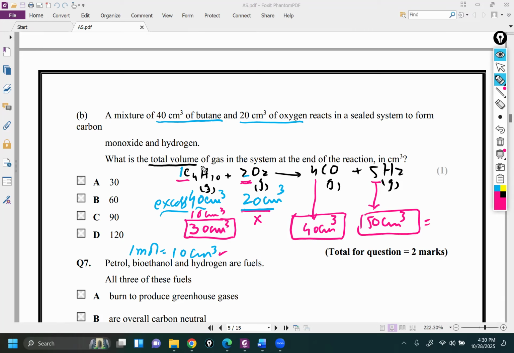So the total volume of the gas in the system at the end of the reaction is 120 cm3. You will add all of these together. So the correct option is option D.